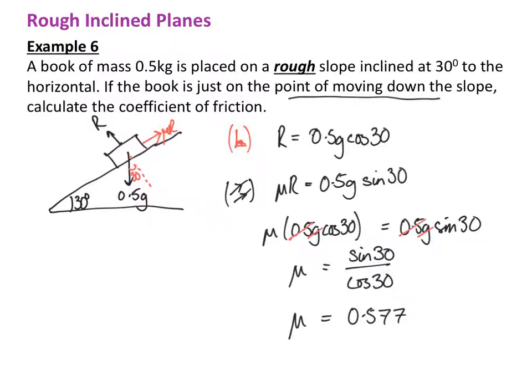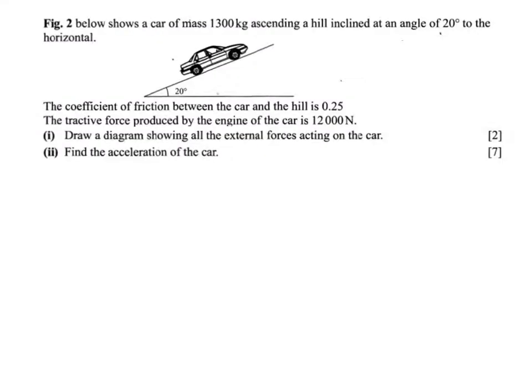So let's look at this second exam question. Here's a car of mass 1300 kilograms ascending a hill at an angle of 20 degrees. The coefficient of friction between the car and the hill is 0.25. So this tells us that we are dealing with a rough slope. It doesn't say it in the question, but they've mentioned the coefficient of friction. The tractive force produced by the engine is 12,000 newtons. Draw a diagram showing all the forces.